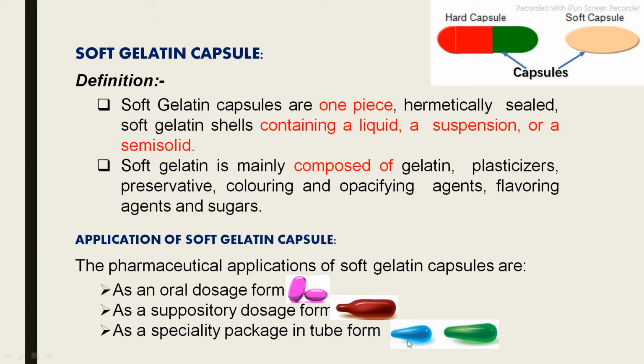For the suppository type, you can consider this image which is green and bluish in color, and the specialty package in tube form is this image. This type of soft gelatin capsule we generally use for ophthalmic purposes. In case of redness of eyes or any eye infection, we can use this tube form. You just have to break the elongated portion of this soft gelatin capsule and insert it into your eyes. So this is the specialty package or tube form of the soft gelatin capsule, and this one is the suppository type of soft gelatin capsule, and the oval or oblong one is mainly used for oral application.